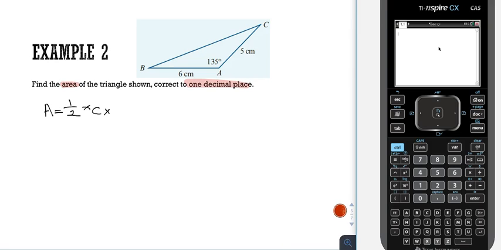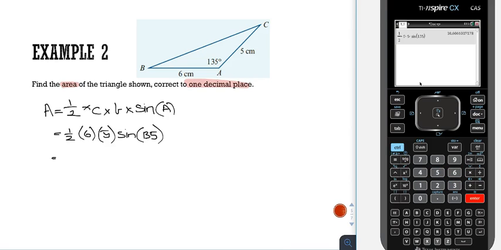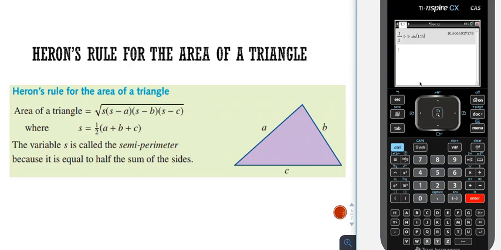So A is equal to a half times c times b times sine of A, substituting in the values I know, and then this is straight into the calculator. So a half, 6 times 5 times sine 135, and this gives me a result of 10.6, and again units centimeters squared.